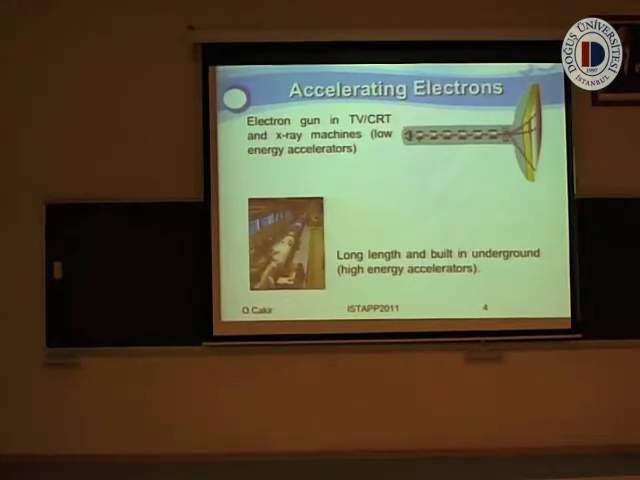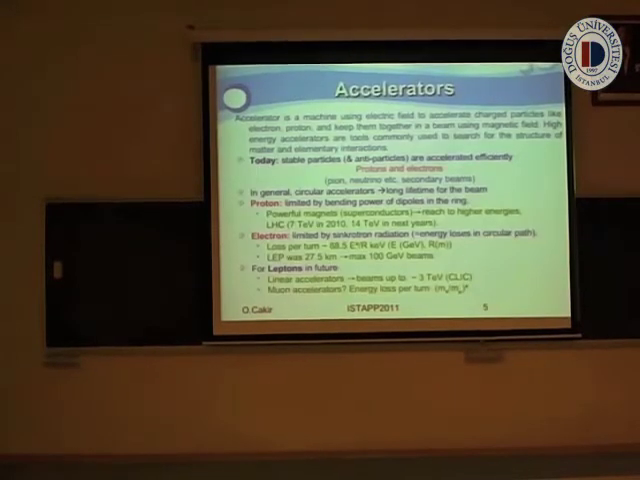Okay, there is another kind of accelerators. They are long in length, built underground, and are high energy accelerators. Let me give an example for this. For example, LHC, Large Hadron Collider. It has protons inside and accelerates the protons in a circular path. For example, a linear collider accelerates particles in a straight line. They are different in structure and in the components of the machine. Next slide. Okay.